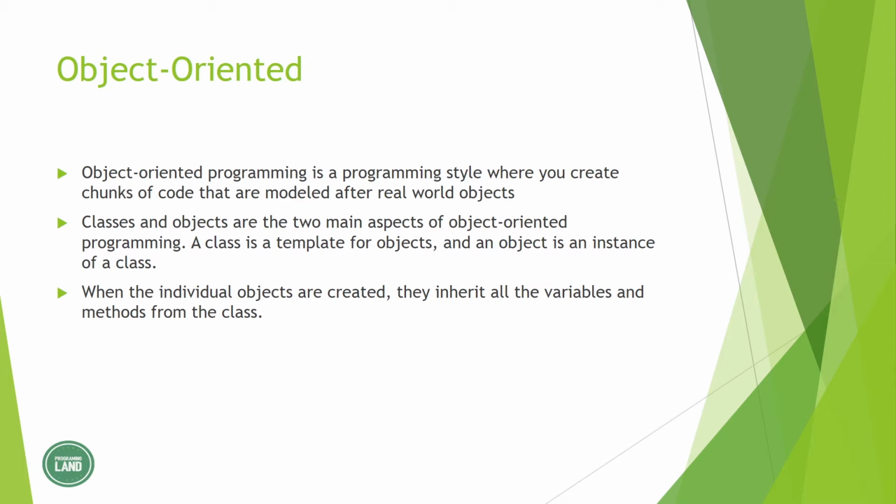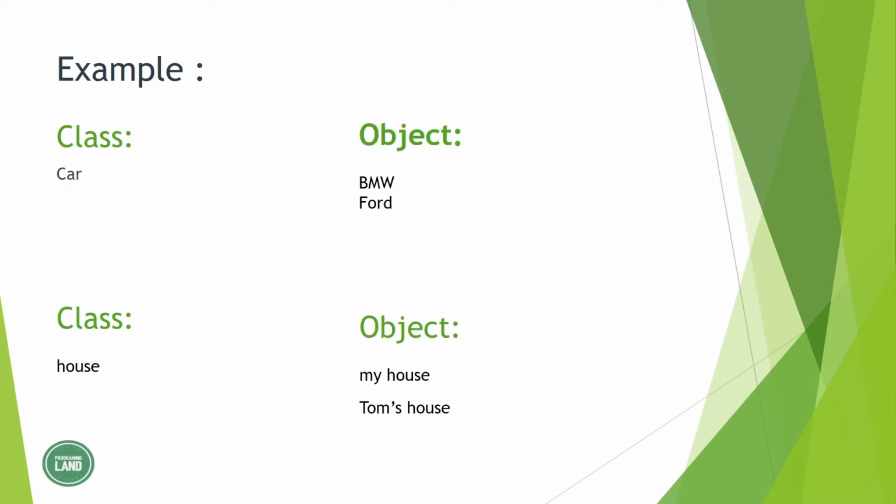A class is a template for objects, and an object is an instance of a class. For example, here we have a class which its name is car. And BMW is an instance of a car, or Ford or other cars. They are instances of a class.